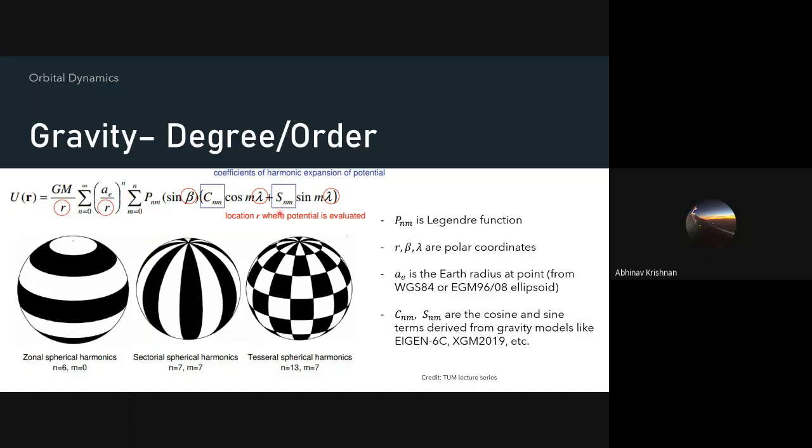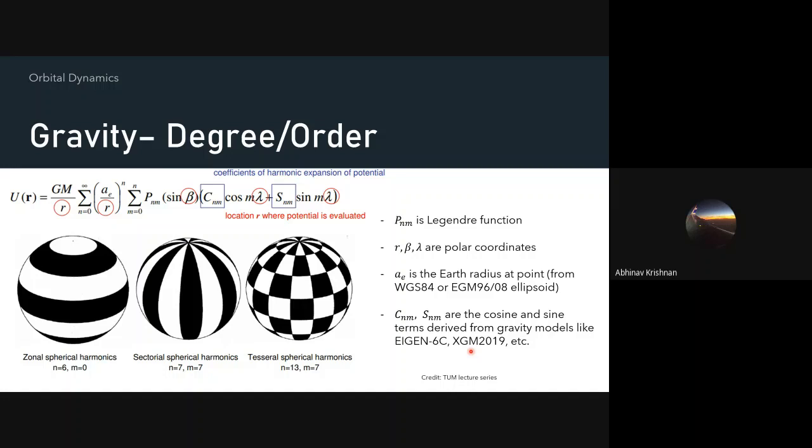The CNM and the SNM are the coefficients of the gravitational potential model. These are derived from certain gravity models called EIGEN-6C and XGM2019, which are all derived from several space missions, right? Each of the space missions had some sort of highly sensitive payload on board, like ring laser gyroscopes, or even specific lasers. I might not be accurate here, but there are some laser-based methods. I think it was the GRACE mission or the GOCE mission. I'm not sure, either one of them.